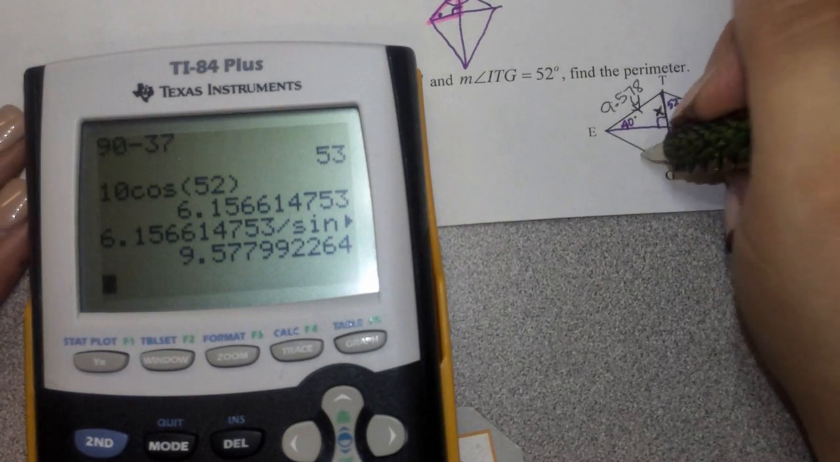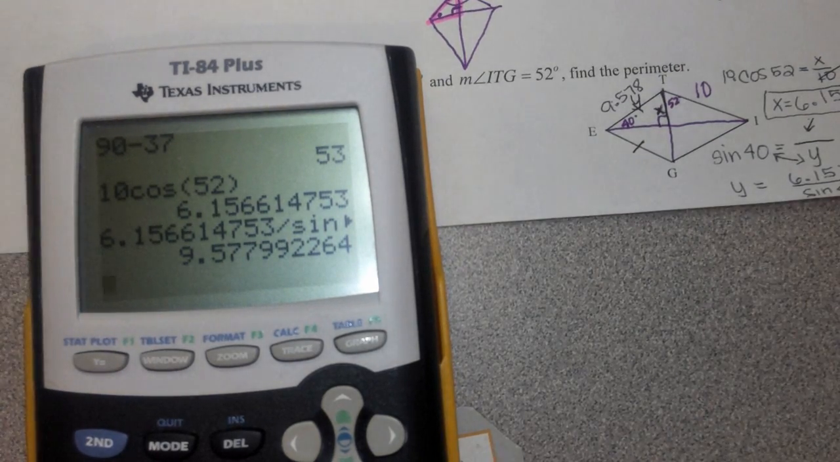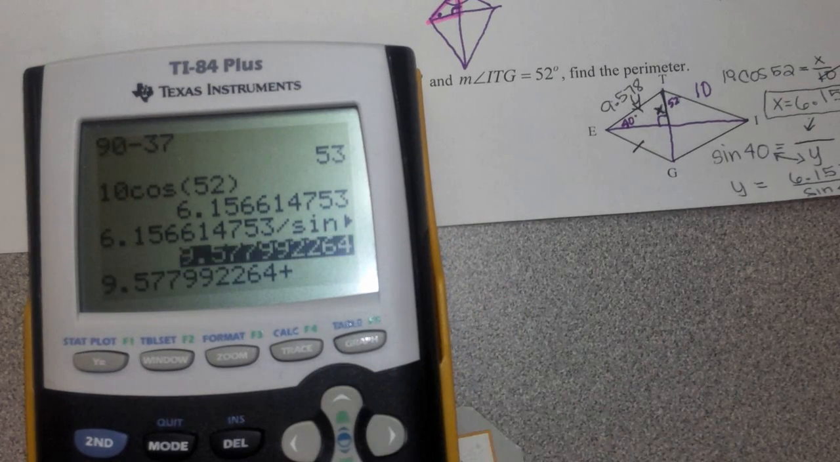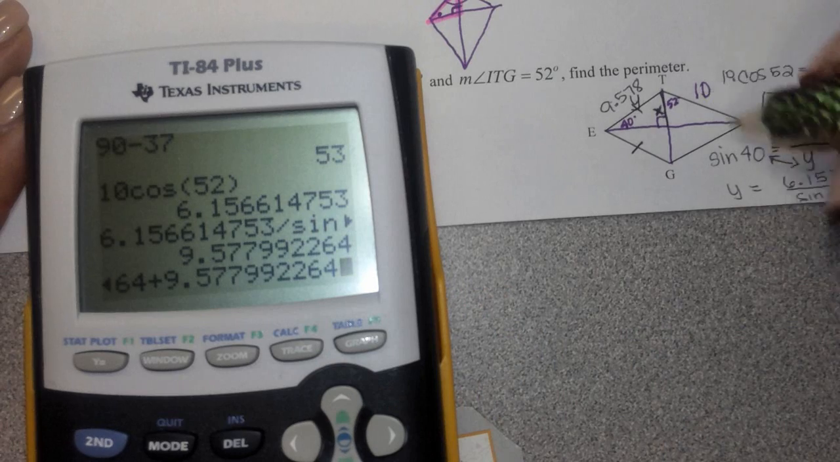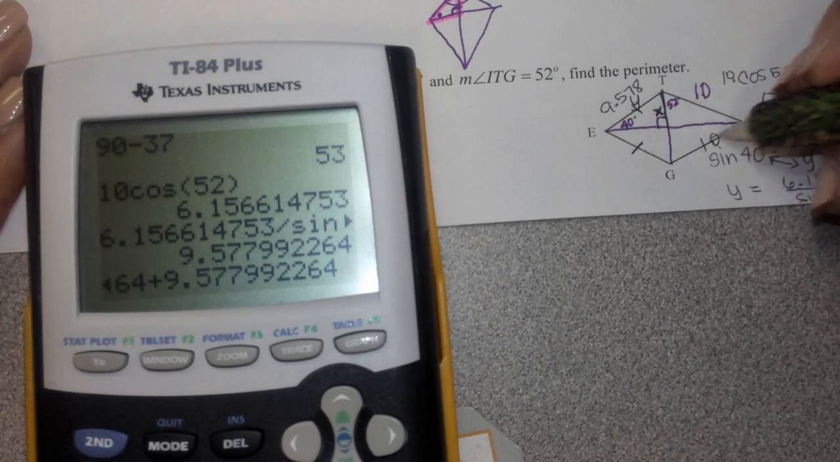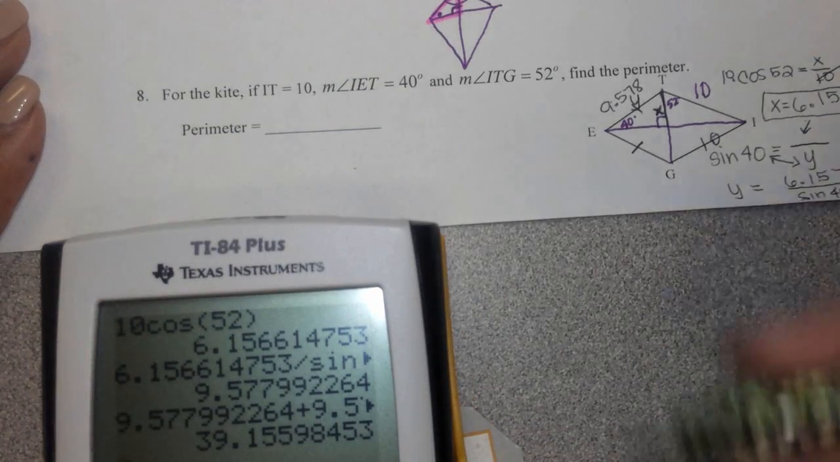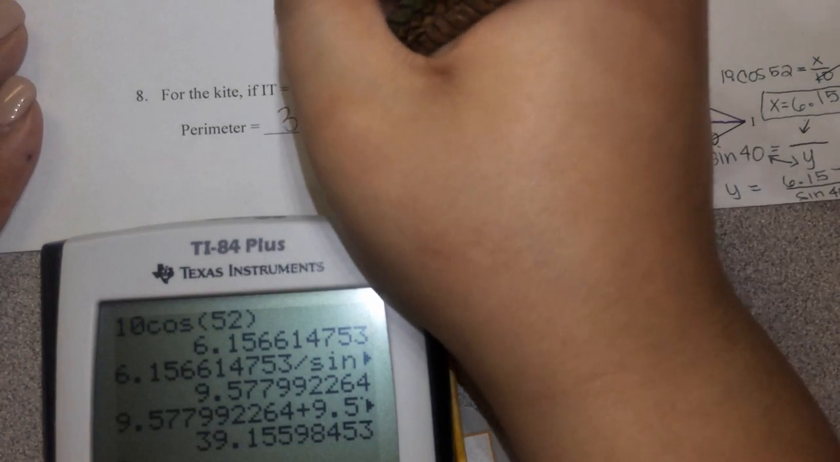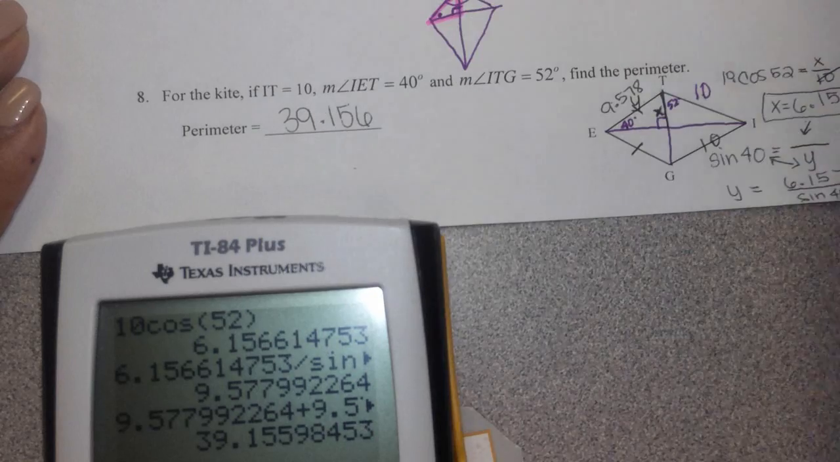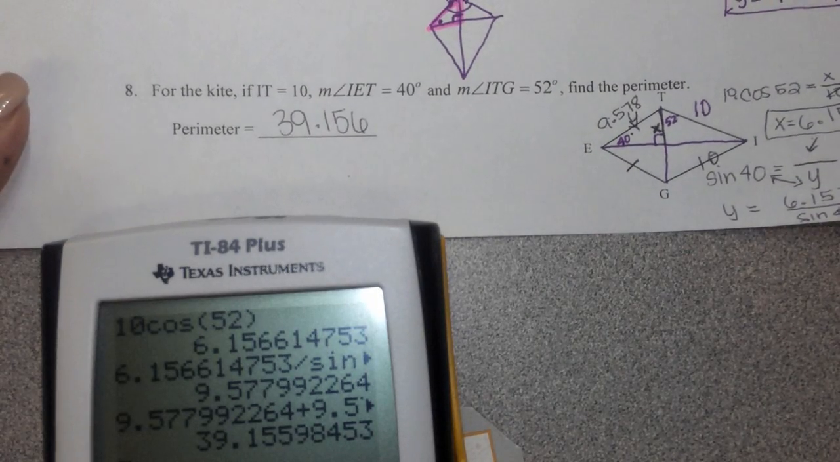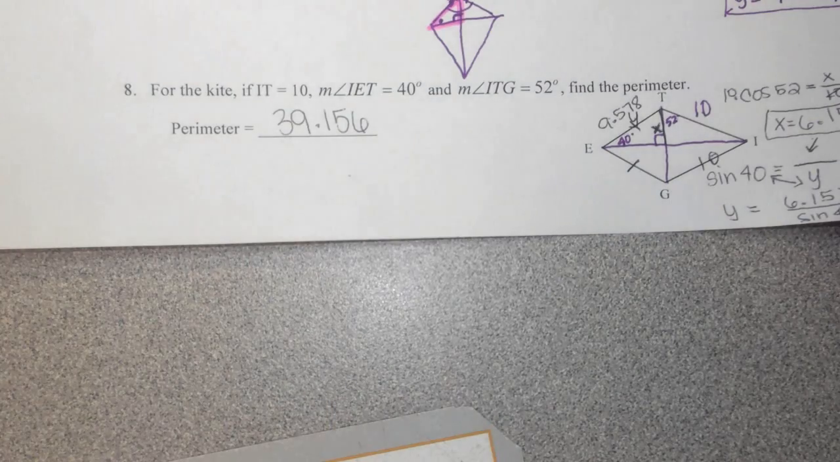And if that's 9.578, what's that? The same thing. So that plus itself. And then if this is 10, what's this down here? So plus 20, because it's asking for the perimeter. The perimeter is 39.156, and it gives me no units. Does that make sense? It's just a lot of trig, a lot of knowing. Do you know this part?